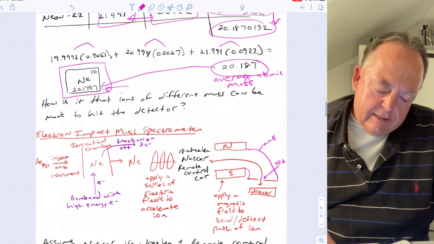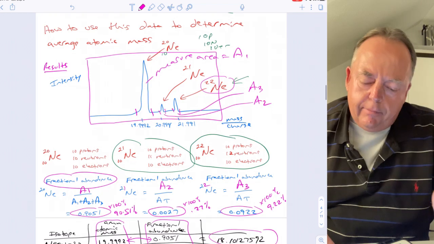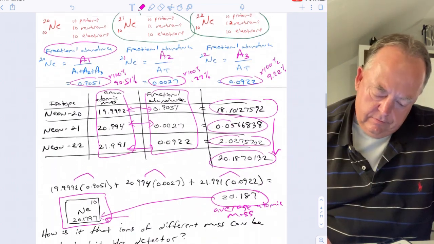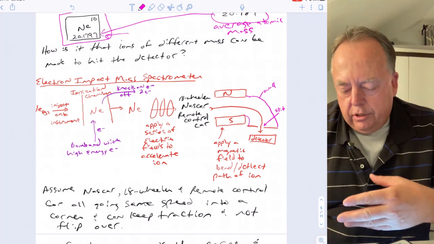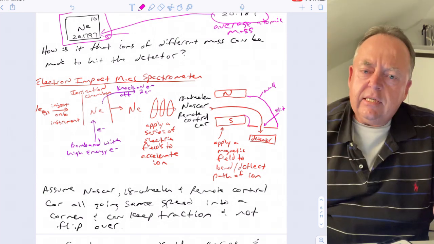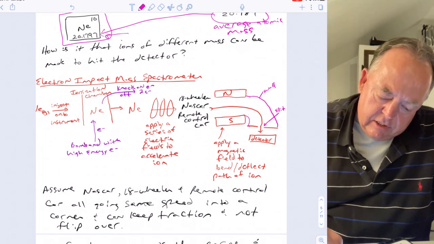Okay, so back to this mass spectrometer. How can the mass spectrometer separate the different masses out? So neon 20, neon 21, neon 22 have different masses, right? How can the instrument separate those out so that each one hits the detector? So I like to use this analogy.